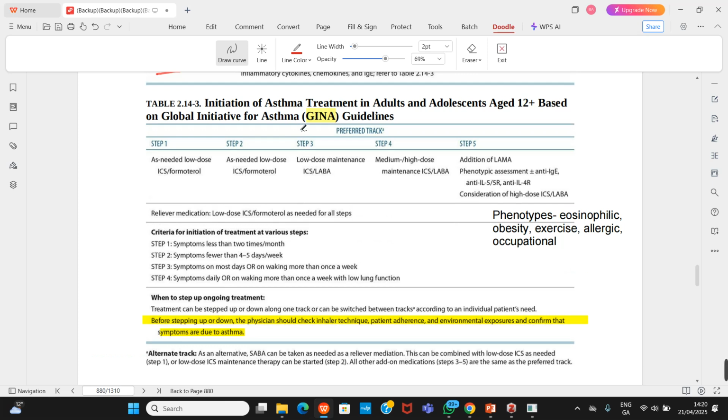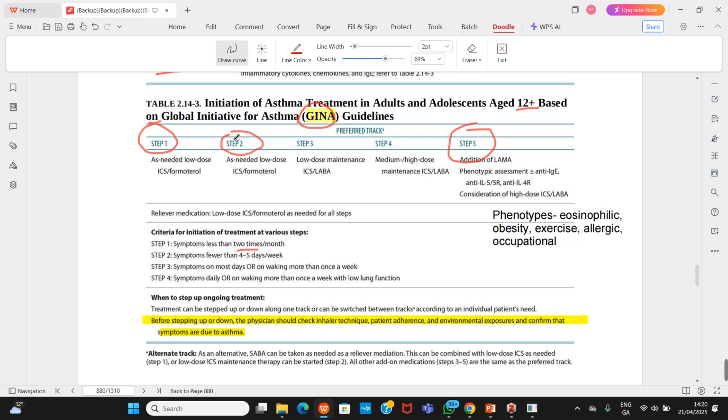So we are working with the GINA guideline, and we apply this GINA guideline to an individual that's more than 12 years. So we need to know this guideline, very important for our exam, very, very important. It's broken down into 5 steps, or let me say 4 basic steps. The fifth one is more like an addition. So what you want to look at in the question is, what is the symptom pattern of this person? How many times is this person having symptoms in a month? If the person is having symptoms less than 2 times in a month, step 1. If it's more than 2 times in a month, step 2.